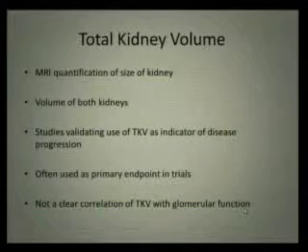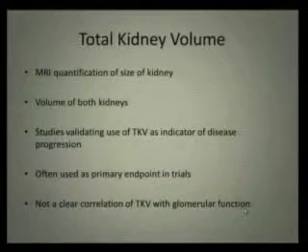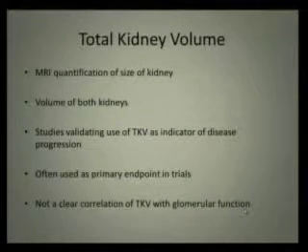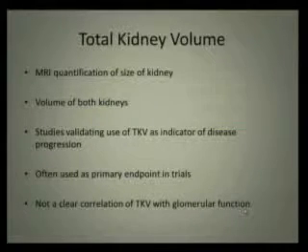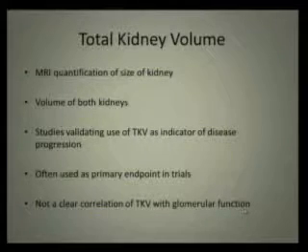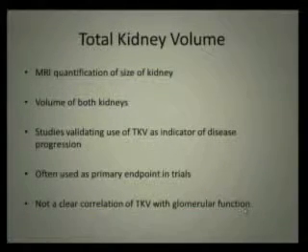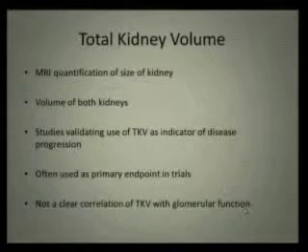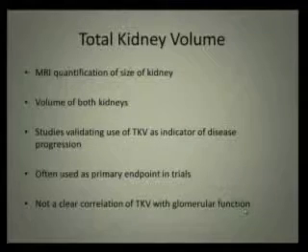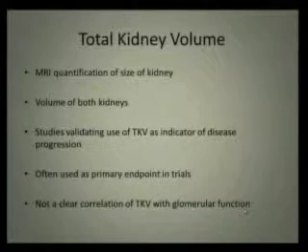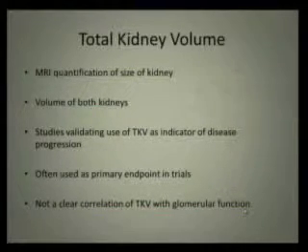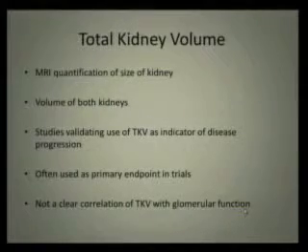So one important way to measure progression of disease in ADPKD is looking at total kidney volume. And that's an MRI quantification of the size of the kidney, and total kidney volume is both kidneys, okay? There have been studies validating the use of total kidney volume as an indicator of disease progression. It's often used as a primary endpoint, but there's not a clear correlation of total kidney volume with glomerular function, which is one of the main correlations you would want to make in a primary endpoint of a study, and that's caused some problems in some recent studies.